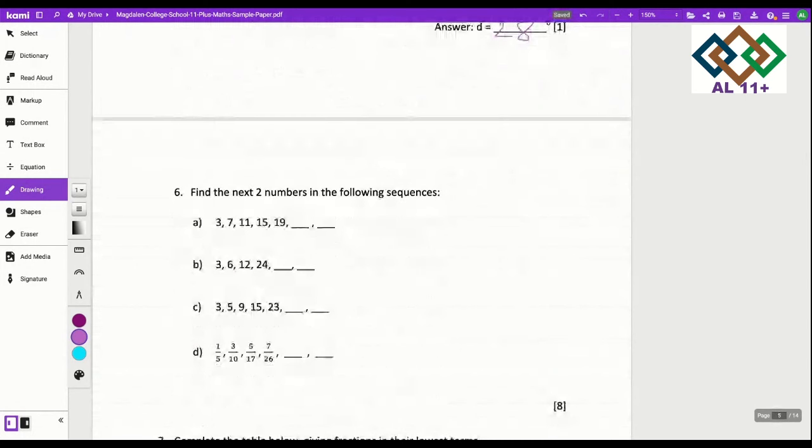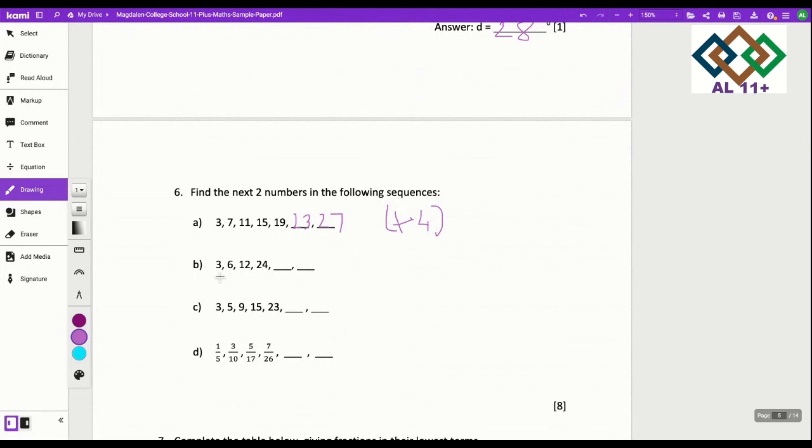Now is the sequence one. You need to find the sequence, what's happening here. 3, 7, 11, 15, 19. If we look at the sequence, they are adding 4 in all of them. So the next would be 23 and 27. I'll just write it here so you understand you're adding 4 in all of them.